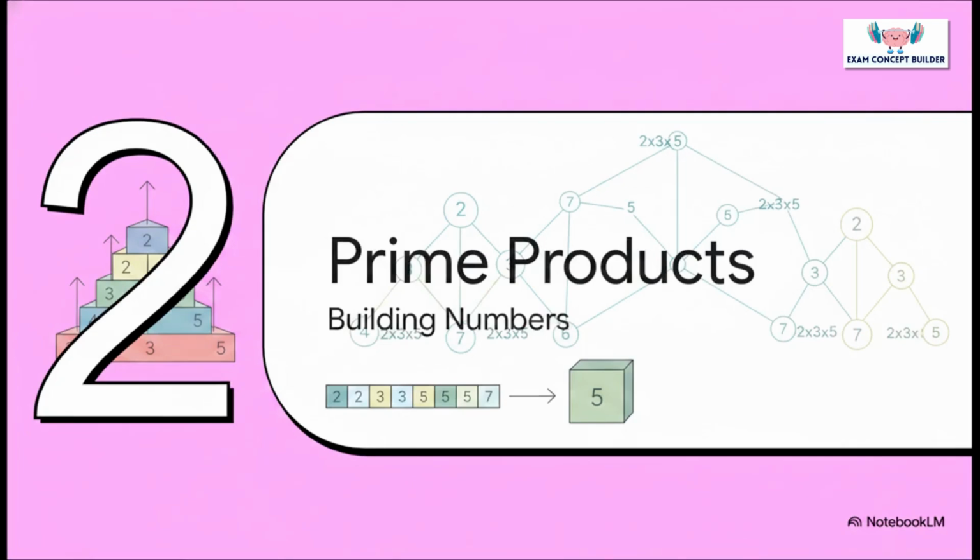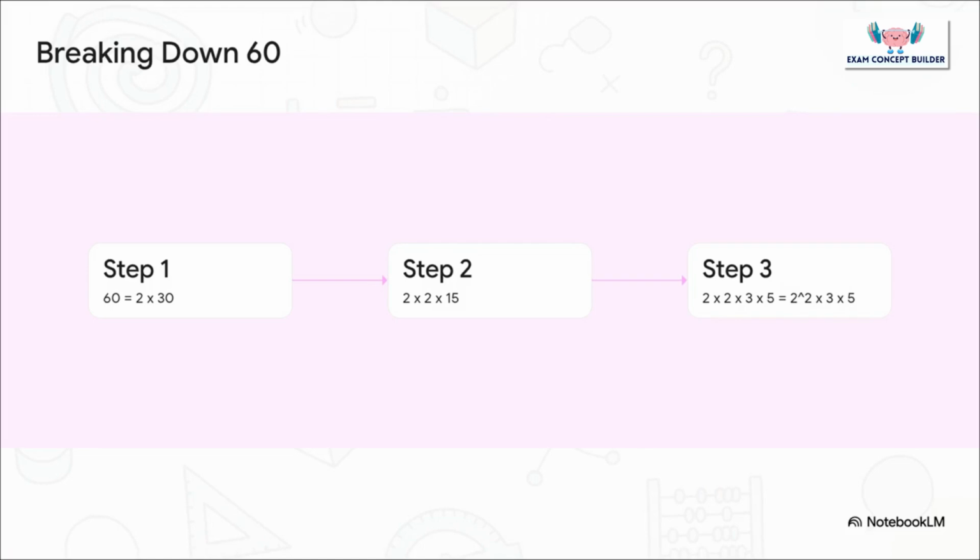Moving right along to Section 2, prime factor products. So every single whole number out there can be expressed as a product of its prime factors. Think of it like pulling a number apart into its basic Lego bricks. Let's walk through the repeated division method using the number 60. Step 1, we divide 60 by the smallest prime, which is 2. That gives us 2 times 30.